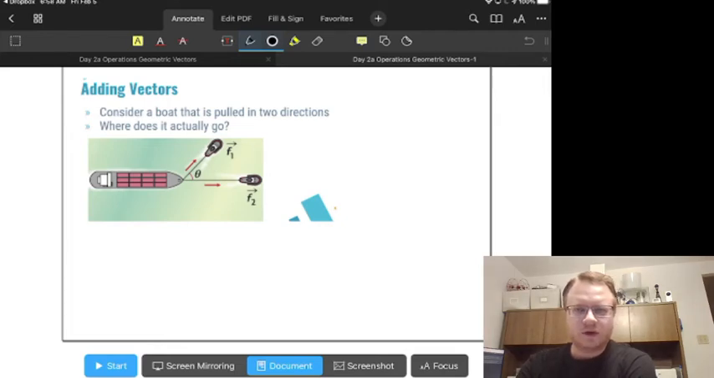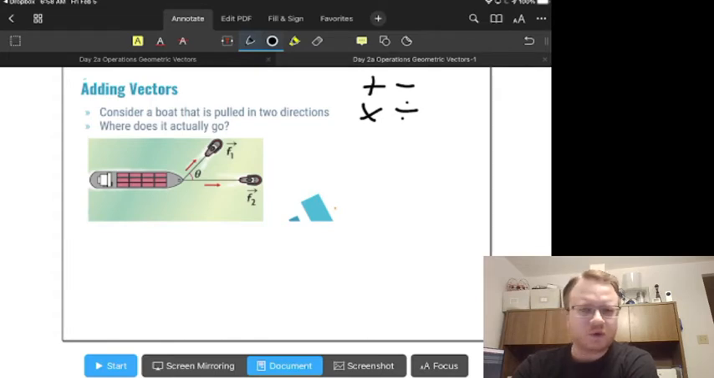In this video, we're going to talk about operations that we can perform on or with geometric vectors. So just like numbers, we can add and subtract vectors. So we can add, we can subtract, or we can multiply, and we can divide. And let's take a look at what that actually looks like. And to do that, we're going to start by looking at addition.